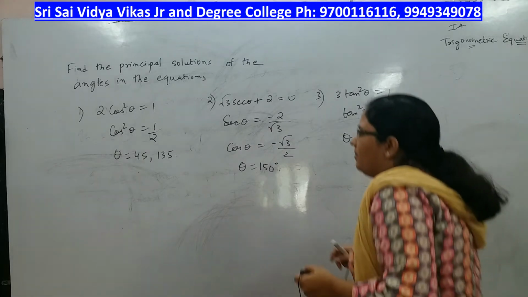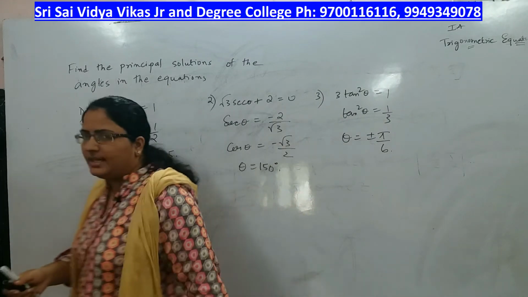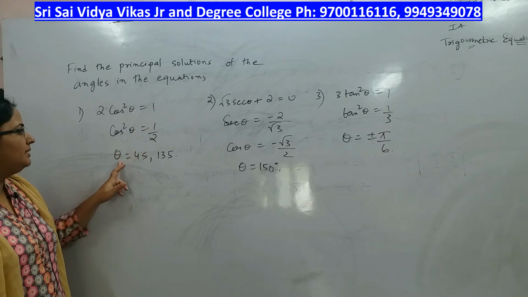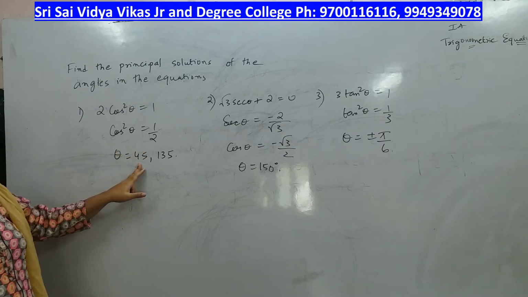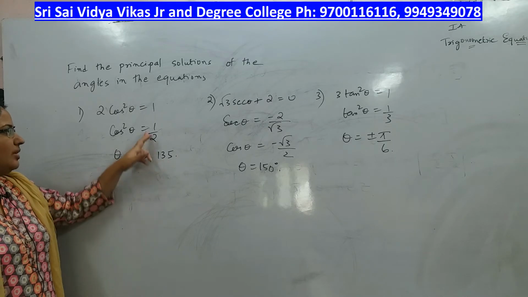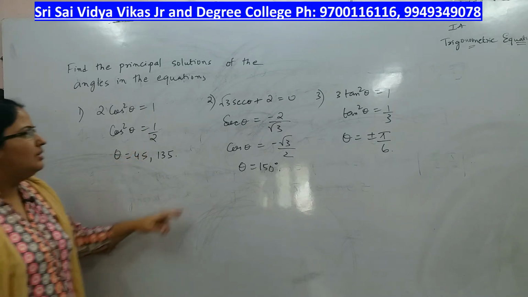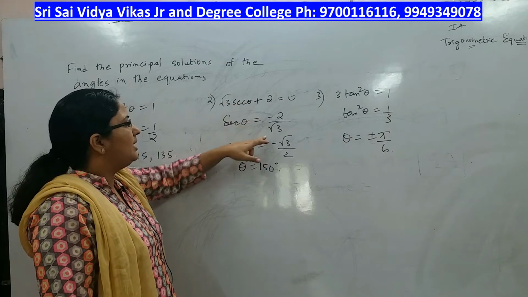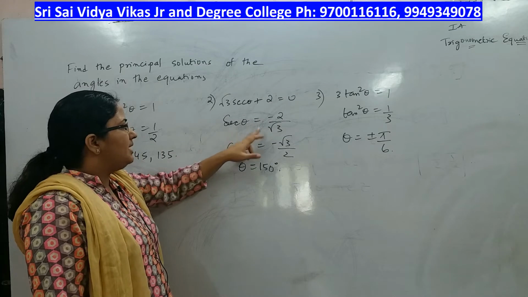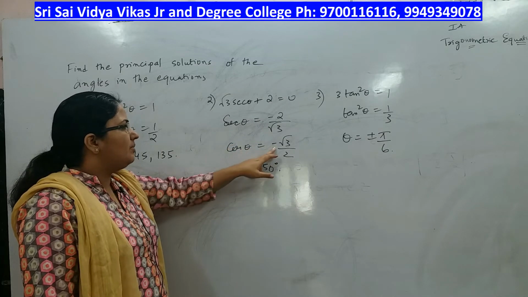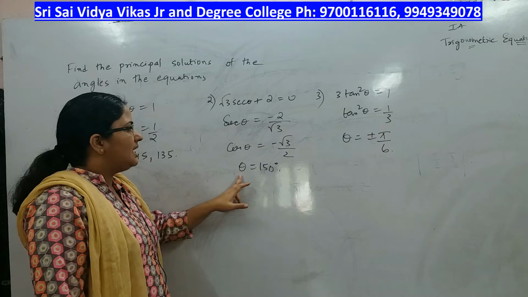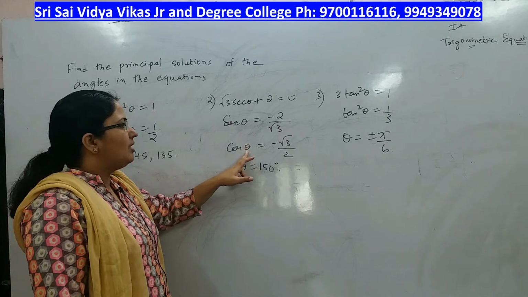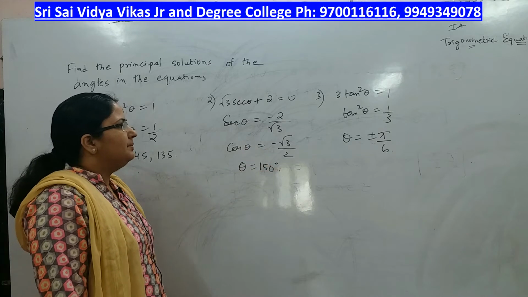Let us observe these problems. 2 cos² θ = 1. Cos² θ will be equal to 1/2. Theta will be equal to 45 degrees or 135 degrees. You get 1/√2. √3 sec θ + 2 = 0. Sec θ is equal to -2/√3. Cos θ will be equal to -√3/2. Theta is equal to 150 degrees. For 150 degrees, you get cos θ equal to -√3/2.